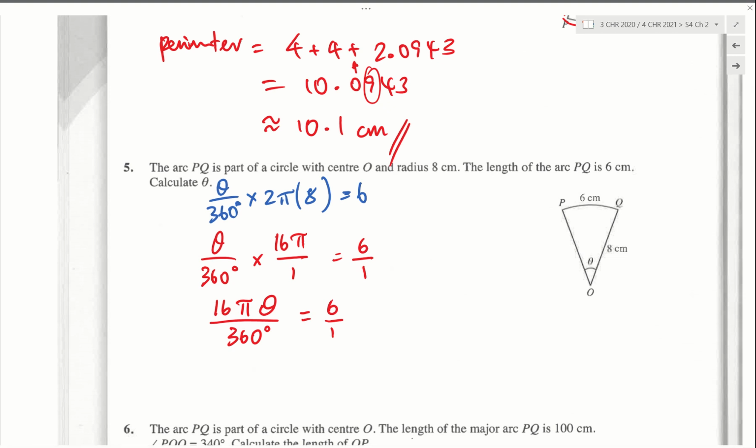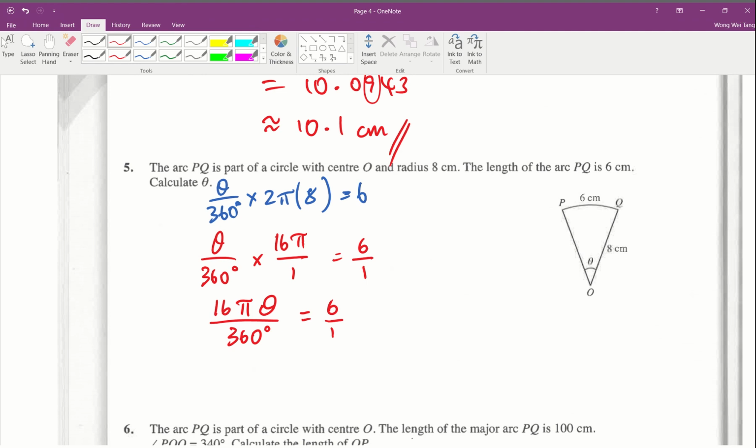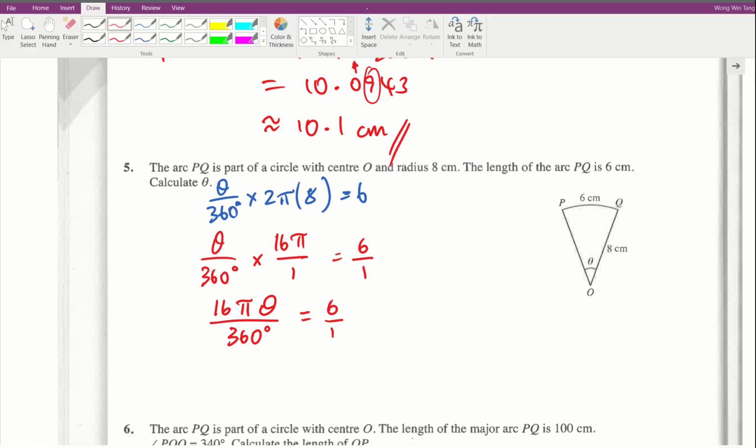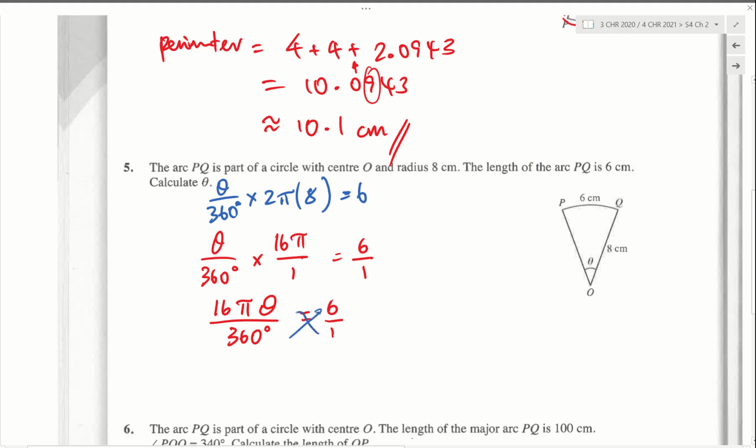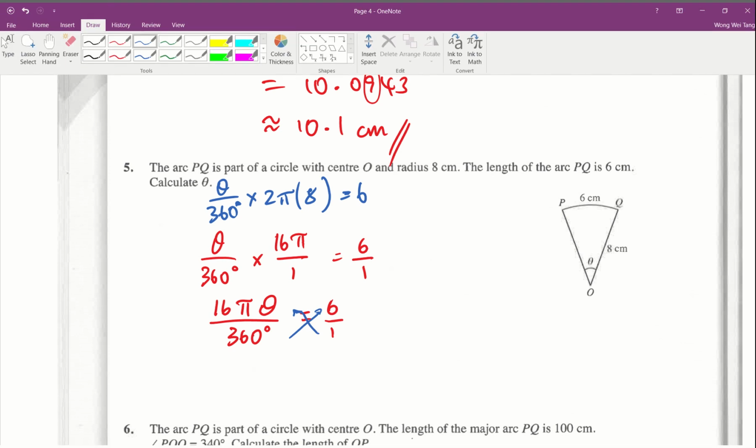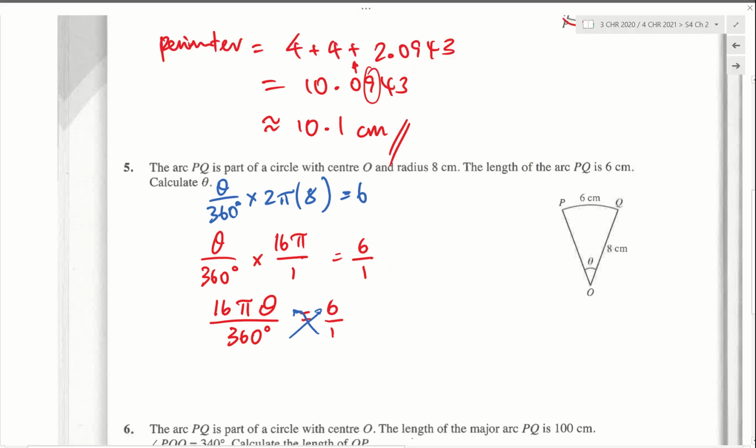So the next thing that we have to do is draw your arrow with another color. Over here, you can use pencil. Alright, then we end up with 16 pi theta times 1. Don't need to write times 1. This is just 16 pi theta equals to 6 times 360 degrees. 360 times 6.